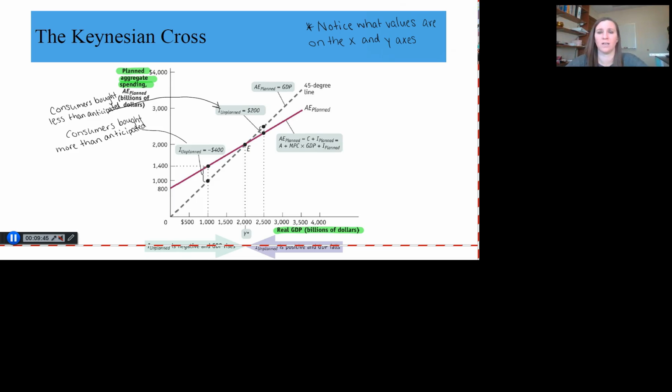And here, I'm betting that my face is over top of my note here, but notice what values are on the X and the Y axis. I have them highlighted there. Real GDP is on the X, and planned aggregate spending or planned aggregate expenditures are on the Y.